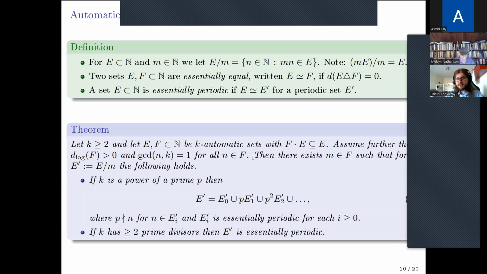Then we get a very similar assumption and conclusion as on the previous slide, but we need to replace E with E divided by M for a certain M in F. For the set E divided by M, we conclude that it's essentially periodic if K has at least two prime divisors, or each of the sets in the decomposition corresponding to p-adic valuation is essentially periodic in the case where K is a power of a prime. So this means that E is not itself periodic, but it contains a large periodic part.